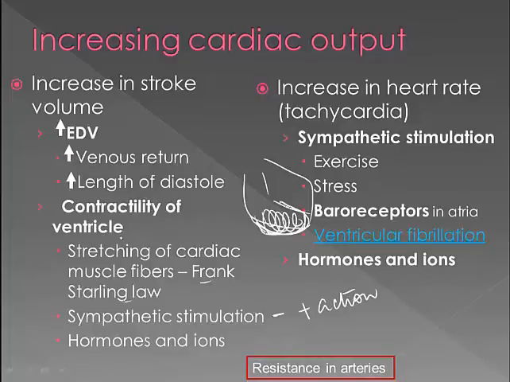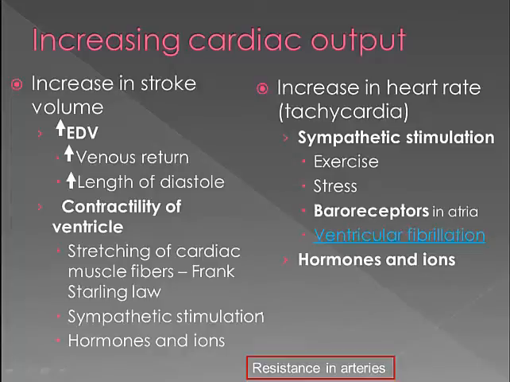If it contracts more strongly, it's able to squeeze the ventricle better, and automatically the stroke volume will increase. Then we have certain hormones and ions. So epinephrine and norepinephrine are important, and they help again. They act very much like the sympathetic nervous system. And calcium ions are also important in helping to make the contraction of the heart better.